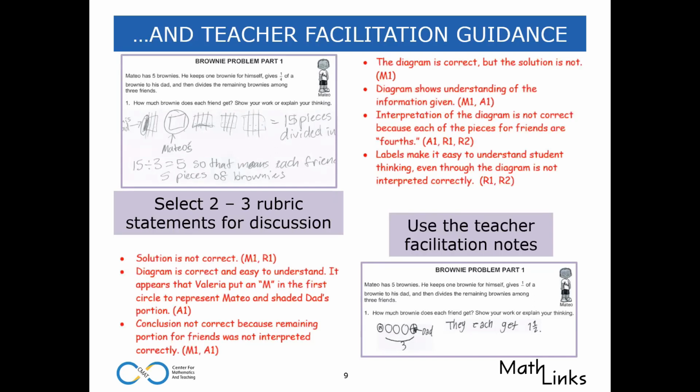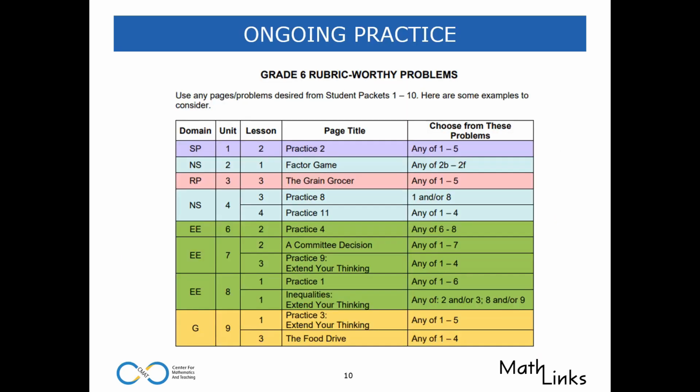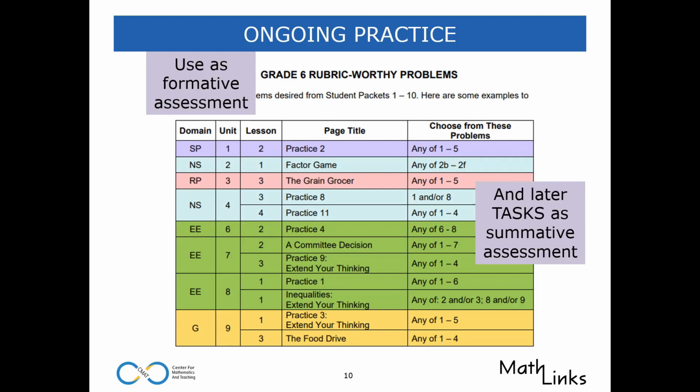And you can also choose to use the facilitation notes provided. Finally, in that same file for your grade level, you'll see a list of rubric-worthy problems in most every unit. These are for practicing the routine and using it as frequently as practicable. You'll find over time that this is a very worthwhile formative assessment routine. And remember that among every unit's resources are tasks. We suggest using the rubric with tasks as summative assessment.